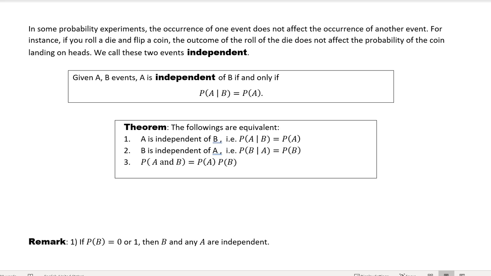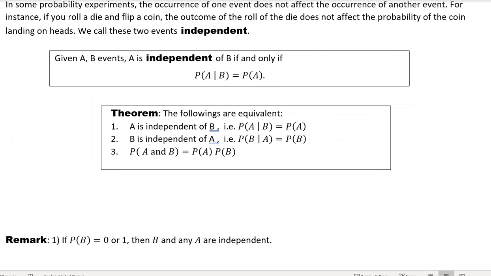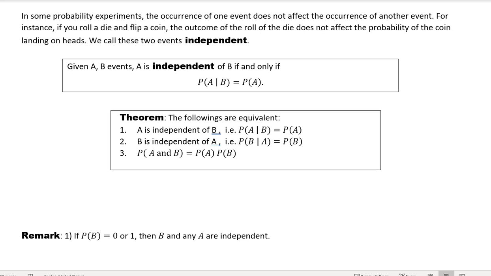Given events A and B, event A is independent of B if and only if the probability of A given B is the same as the probability of A. What does that mean? It means whether B happens or not, it doesn't change the probability of A. So given B happens or B didn't happen, the probability of A stays the same.